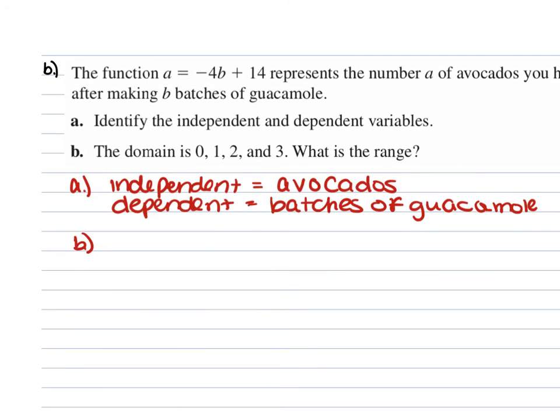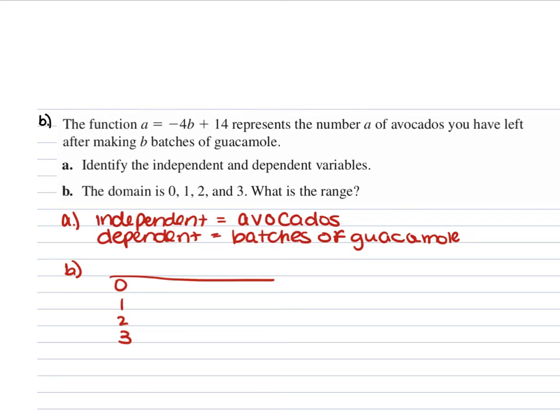For B, it tells us the domain is 0, 1, 2, and 3. We're finding the range. So that's our x, or in this case, our A. Our independent is, so hold on. It tells us the function A is equal to negative 4B plus 14 represents the number of avocados you have left after making B batches. So these are actually switched. So this is your dependent, and your independent is the number of batches.